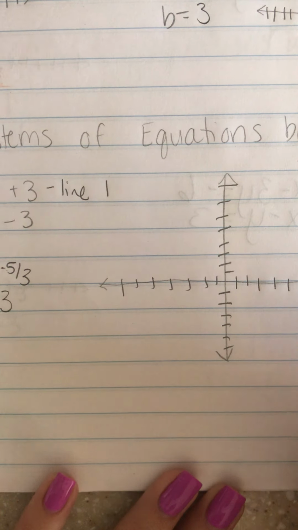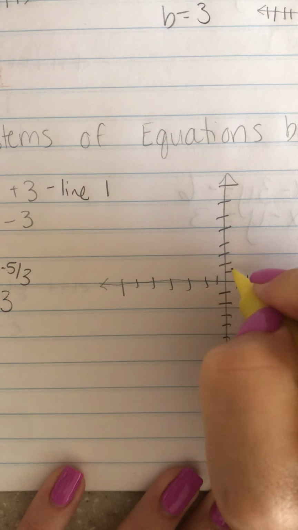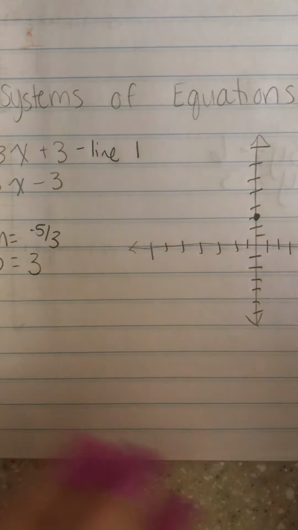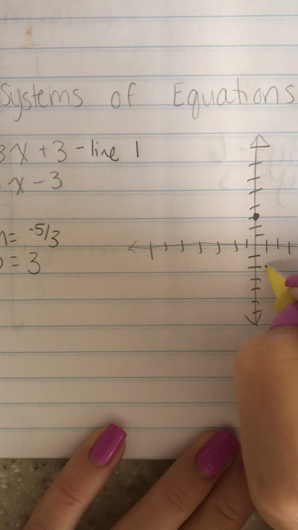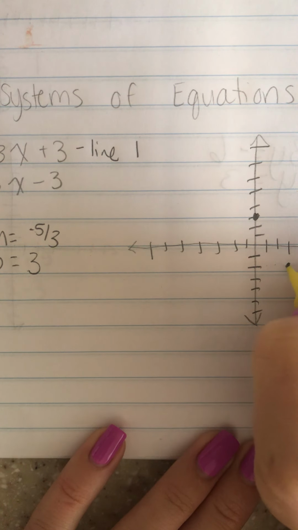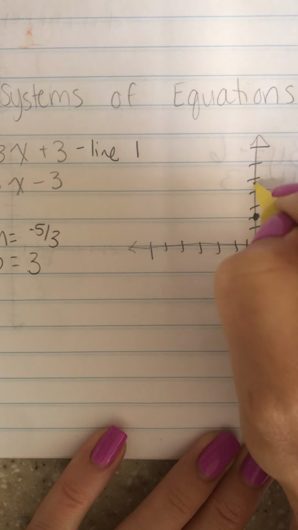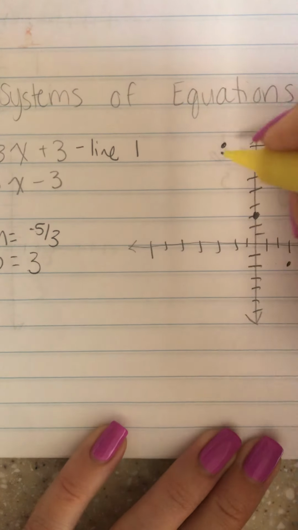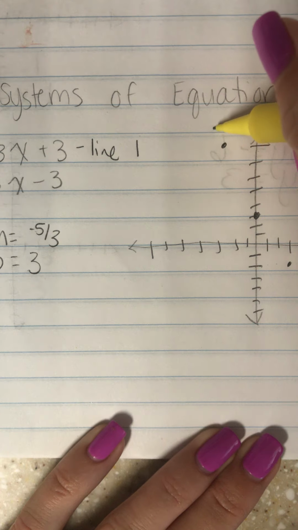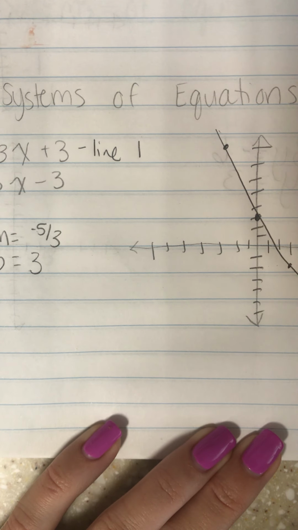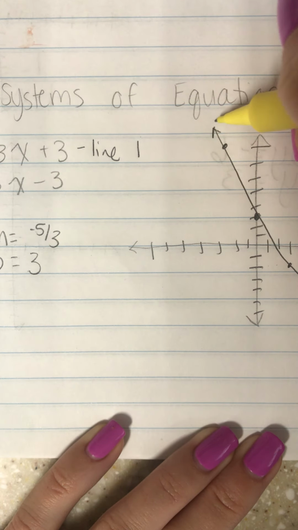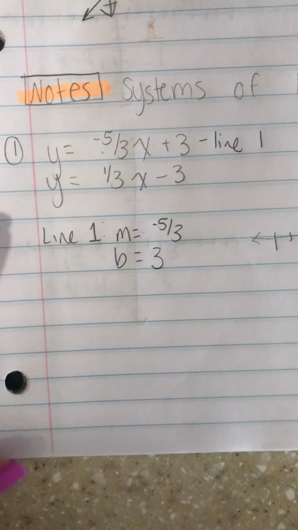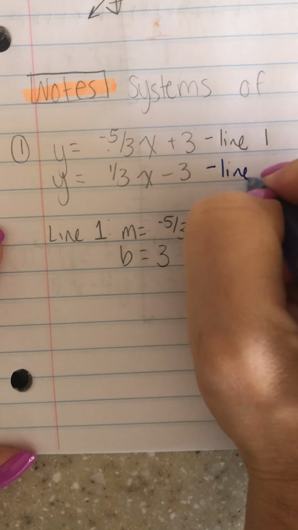My slope was, or sorry, b, 3. Up 3. Then my slope is -5 over 3. So I'm going to go down 5 to the right 3, or up 5 to the left 3. Makes sense that the line is going down because the slope is negative. And there we have line 1. Now go to your different color. This is line 2.